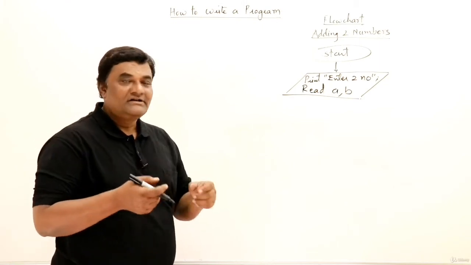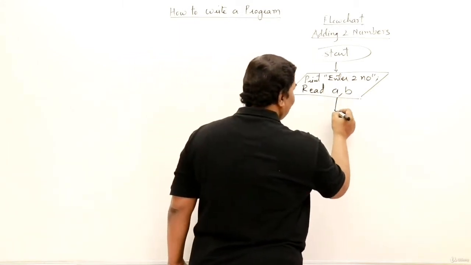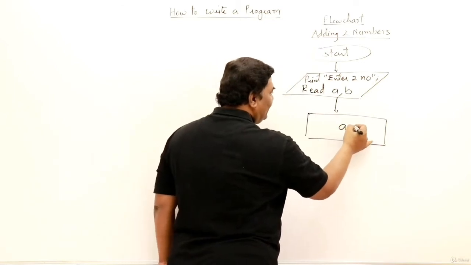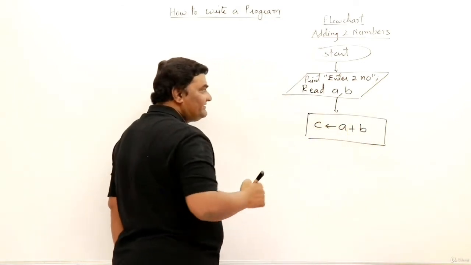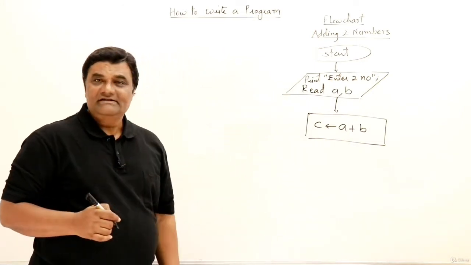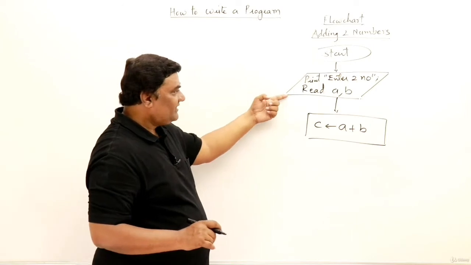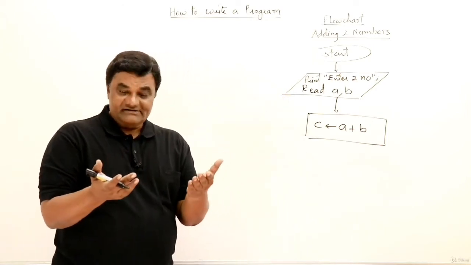So I can process. So process, a rectangle is used. So the next step is a process, so a rectangle is used. So I should add A and B, and the result I should store it in some other variable. Now it is in C. Result is in C. So it means for any program, for taking input you have to write this, and for process you have to write like this. Then now I have the result ready.